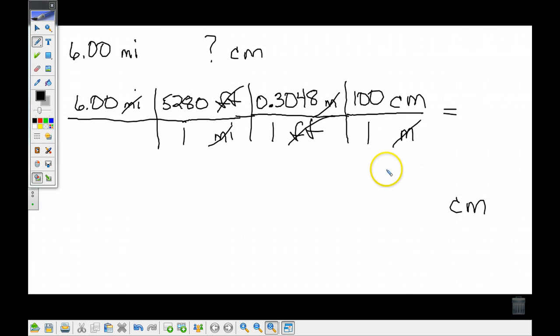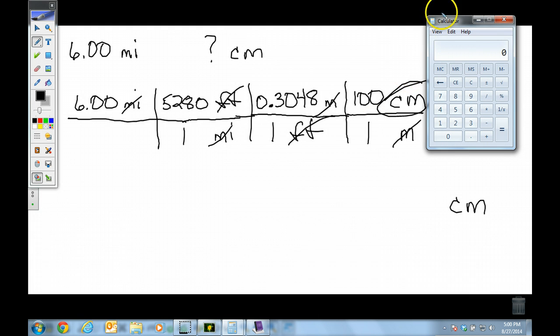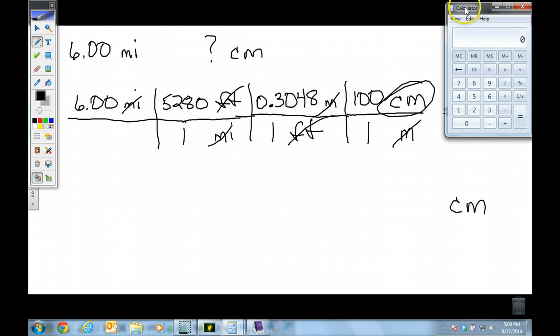I don't even have a calculator out yet. Yet I know that, okay, those two things are equal, and I went mile to feet. These two things are equal because that's how many feet are equal to that many meters. And 100 centimeters is equal to a meter. All my units cancel. The only unit I have left is centimeter. So here we go. Get the calculator out and move it out of the way.